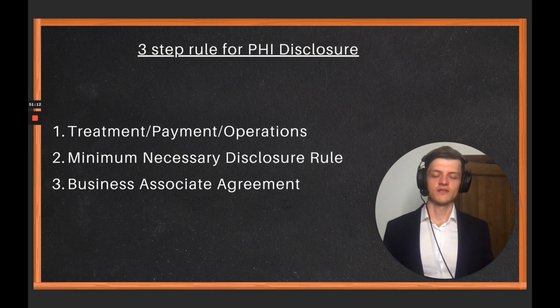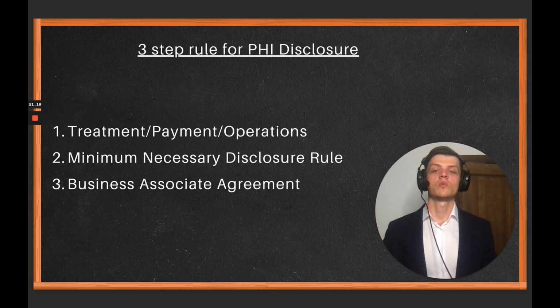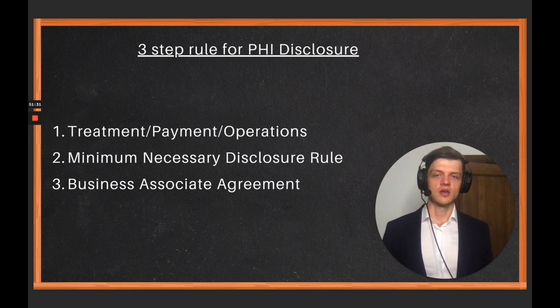Now that we have covered a lot of information, let's try to sum up. In order for you to disclose information to someone else in any way, shape or form, you need 3 things. First, this disclosure should be within the areas of treatment, payment, or operations. Second, this disclosure should be under the minimum necessary disclosure rule. Third, there should be a business associate agreement between you and the party you are disclosing the information to.